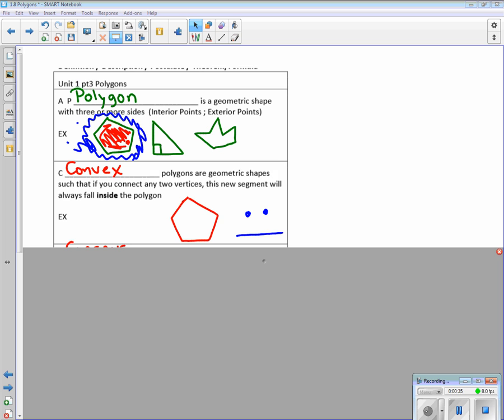Now in the world of polygons, we have two types: one's convex and one's concave. Let me explain what convex is. Convex is a shape such that if I grab any two points, any vertices of the convex polygon, and connect them, that new segment, the blue one, is going to be inside the figure. That might make sense to you anyway, but when I do concave, hopefully that'll pan out and you'll understand why that's so important.